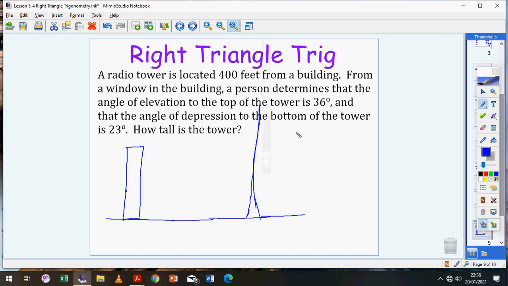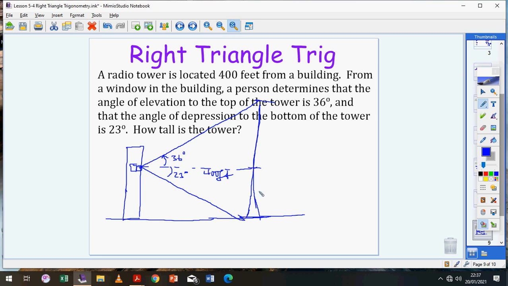What do we know? From a window in the building, some guy in the building determines that the angle of elevation to the top of that tower is 36 degrees, right? And the angle of depression to the bottom of that tower is 23 degrees. How tall is the tower? So we know that this tower is 400 feet from the building. The height of the tower is this height here plus this height.